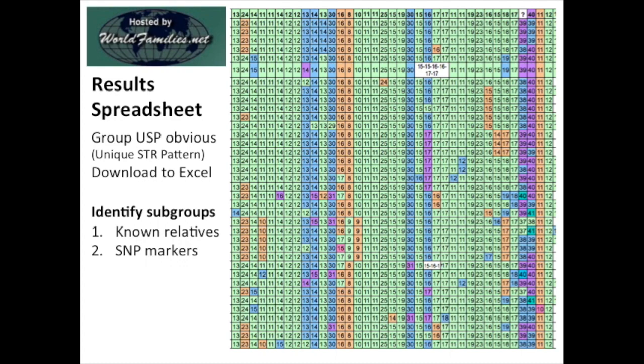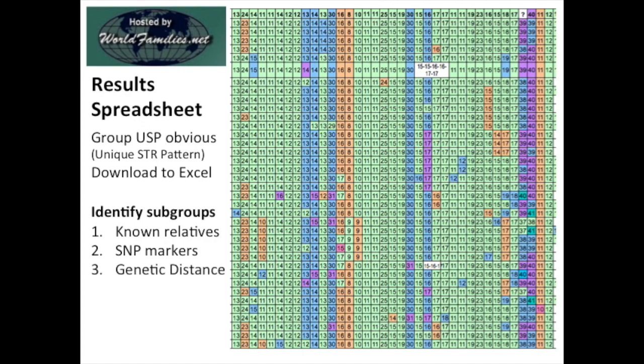The second step, some people will have tested downstream SNP markers. They'll have done the Big Y, they'll have done a SNP pack. Those that have sufficiently downstream SNP markers, you can group those people together. And I'll show you what that looks like in the Excel version of the spreadsheet in the next slide.